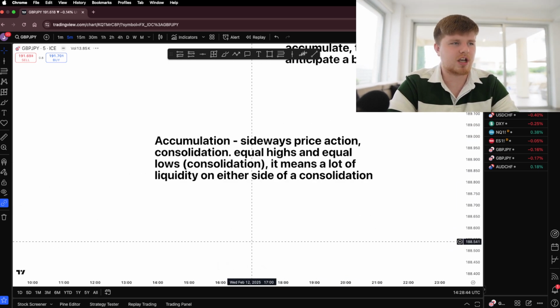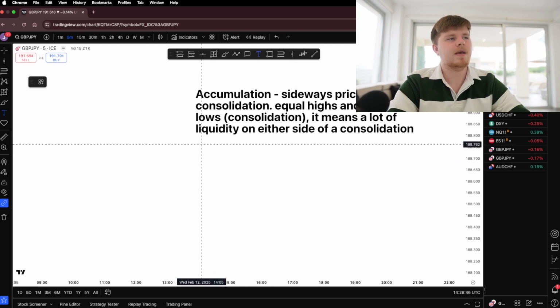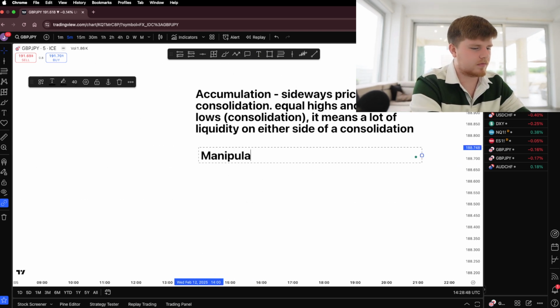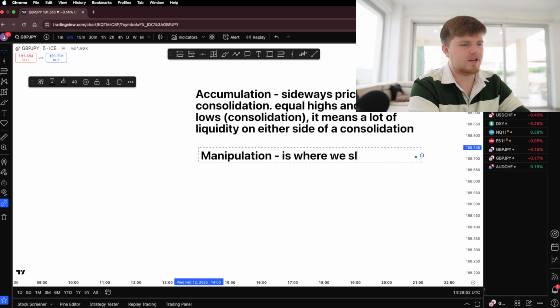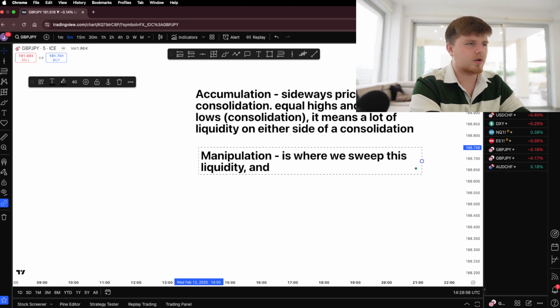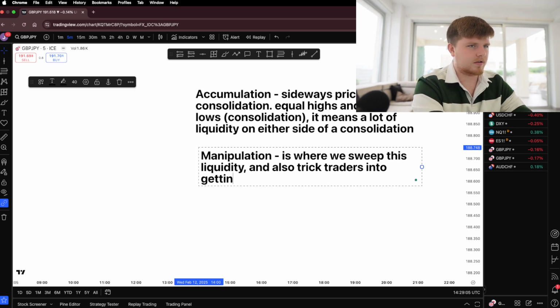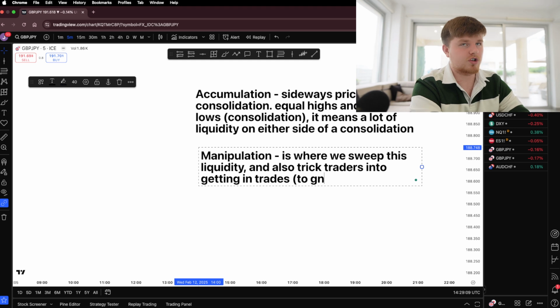Accumulation is sideways price action where we generate liquidity. Manipulation is where we sweep this liquidity, and also trick traders into getting in trades and brackets to generate the liquidity.